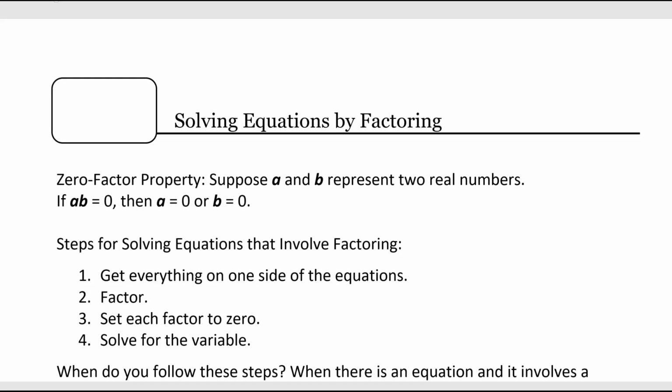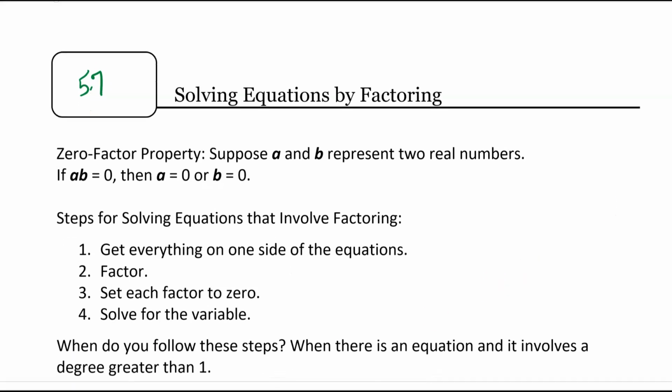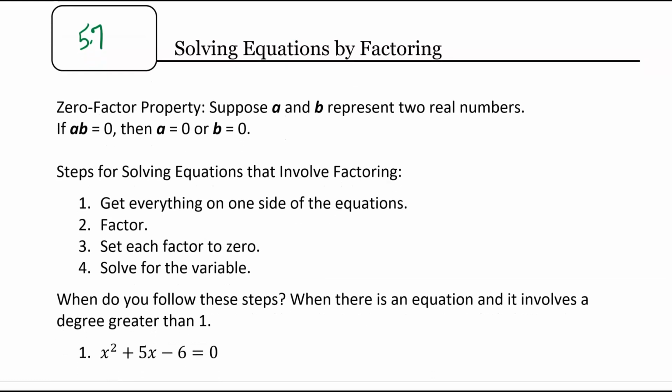So this section involves solving equations when you have to factor. And this is section 5.7. The zero factor property states that suppose A and B represent two real numbers. If AB equals 0, then A equals 0 or B equals 0. And we're going to use this property to solve the following equations.